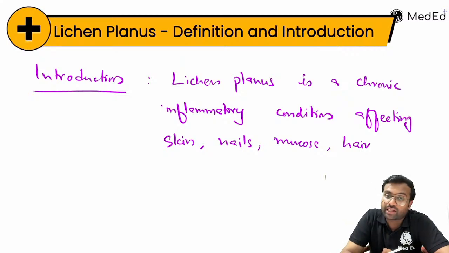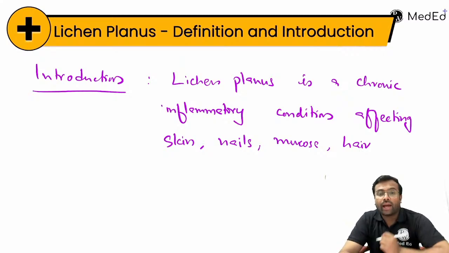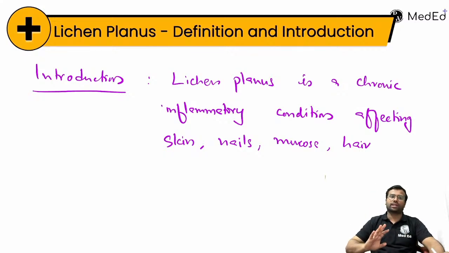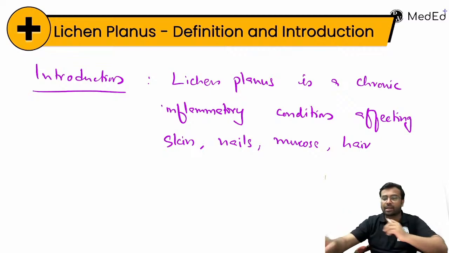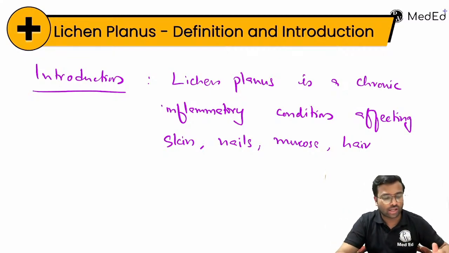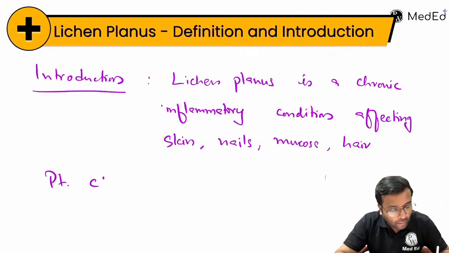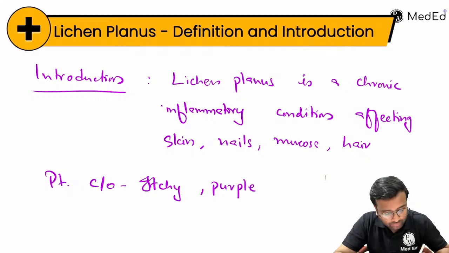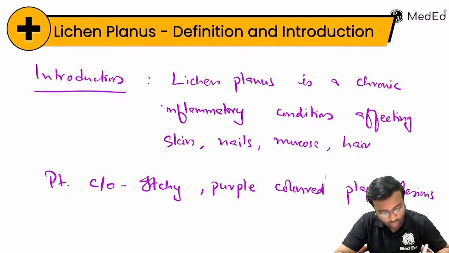Skin, hair, nails, mucosa, all these are affected because of lichen planus. That is the first thing that you're going to write down. And along with the introduction, what did I tell you? Every time, please mention how the patient usually presents. So the patient complains of itchy purple colored plaque lesions over flexural surfaces.